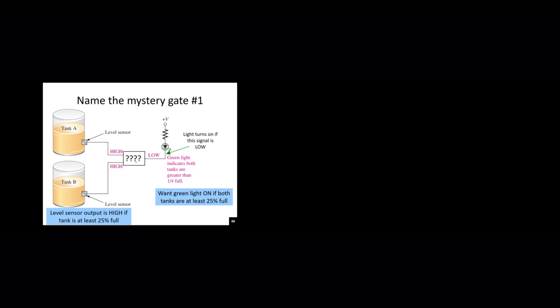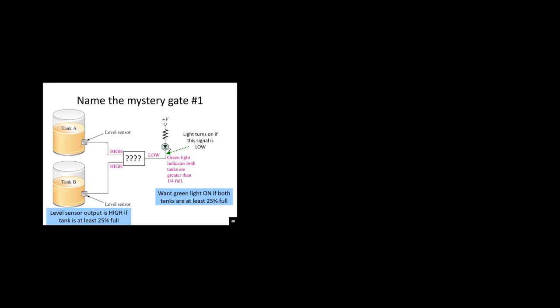However, if this gate outputs a high voltage, so equal to V, there'll be no voltage drop across this LED, so no current will flow, so the light will not turn on. So a low output from this gate will turn our light on as we require, but a high output from this gate will turn the light off. All right, so our circuit here is just a single gate. We can only use one gate to build our circuit. Which gate do we use?